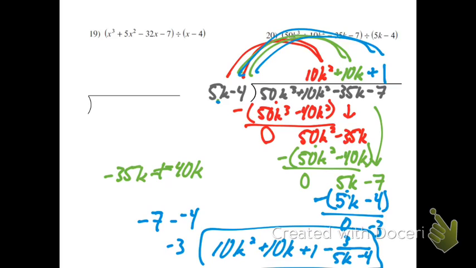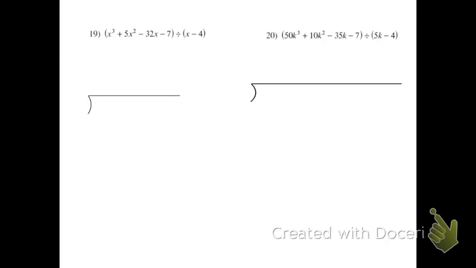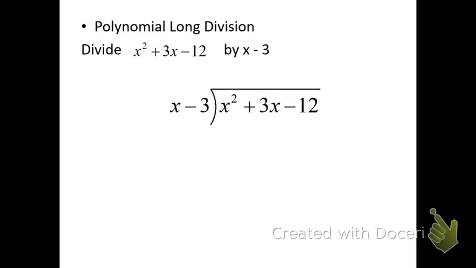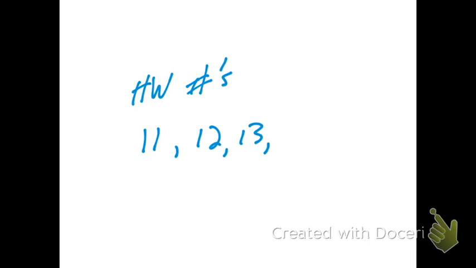All right, now I'm going to go ahead and wipe this off, so if you need to copy it down, that's fine. The homework that you will be responsible for are these numbers. Numbers 11, 12, 13, 16, 17, and 19. So I did 6 problems, and your homework is 6 problems.